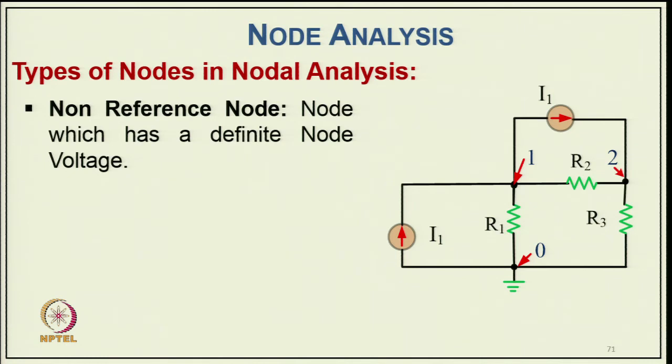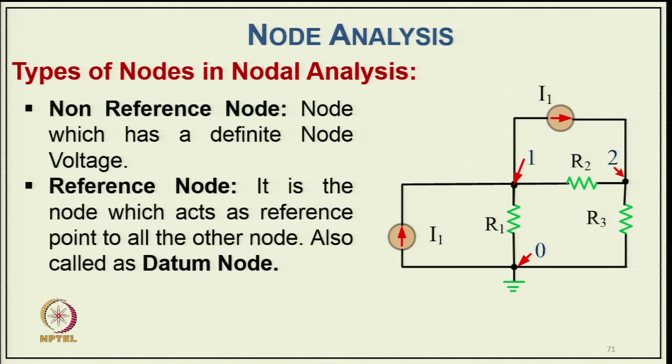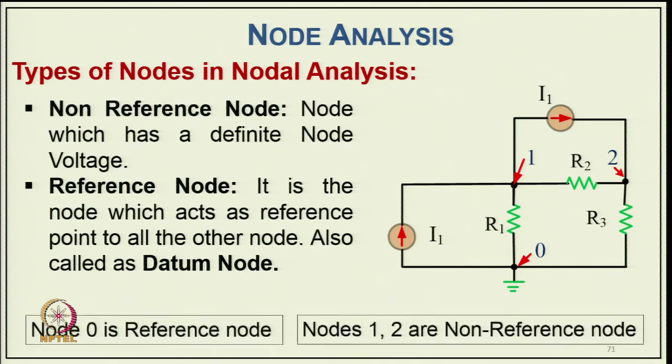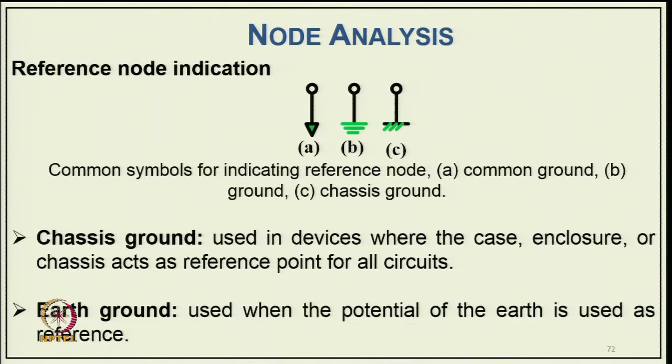The types of nodes in node analysis are the non-reference node, which has a definite node voltage, and the reference node, which acts as a reference point for all the other nodes, also called the datum node. As you see here, 0 is the datum node, and 1 and 2 are the non-reference nodes. So node 0 is the reference node and nodes 1 and 2 are your non-reference nodes.